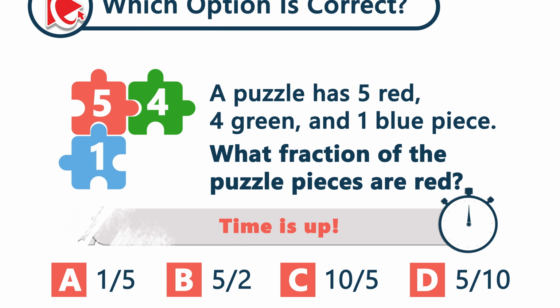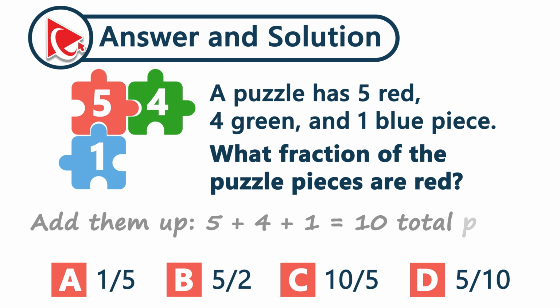Let's break it down. Add them up. 5 plus 4 plus 1 equals 10 total pieces. Now, just take the red ones, 5 out of 10. That's 5/10 of the puzzle, and the correct answer here is choice D.